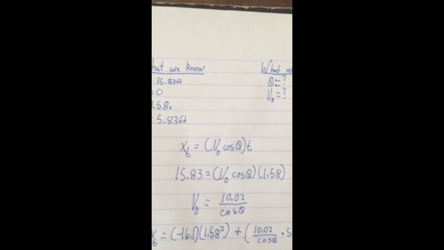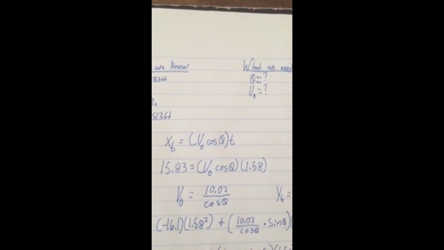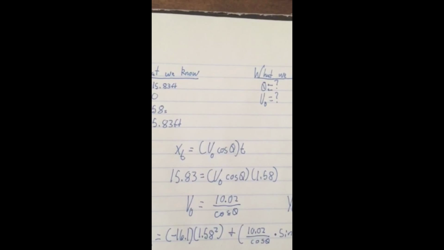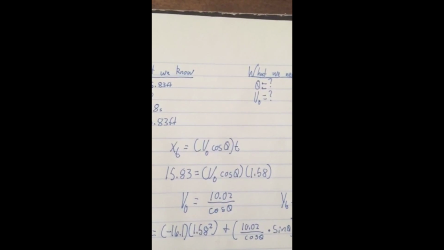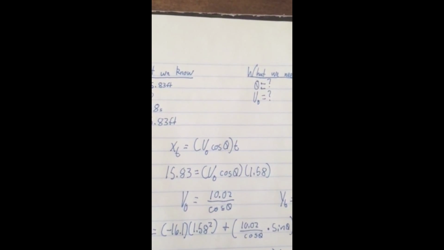So we find that x of t is 15.83. We don't have our cosine theta or our initial velocity, and our time is 1.58. So if you take 15.83 divided by 1.58, you get our initial velocity equation to be 10.02 over cosine theta. All right, so from there, we're going to plug in our v sub 0 into our y of t equation.